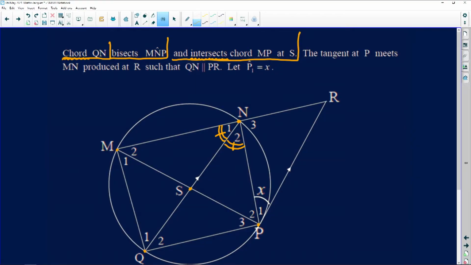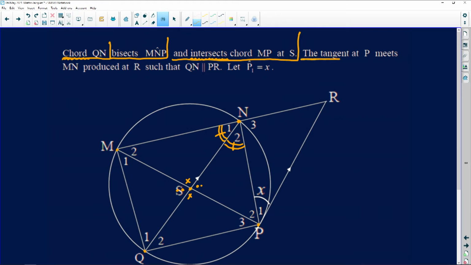Intersecting at S, I'm just going to put two dots there and maybe a cross there to remind me that these angles, let's put two dots because of that dot at the center, this is equal to that, vertically opposite. Those two are equal, vertically opposite. That's all we can say so far.